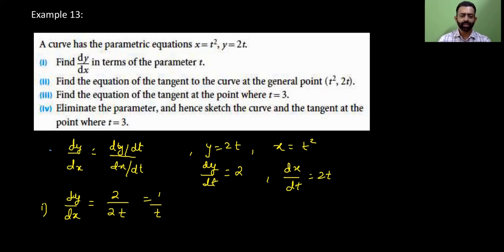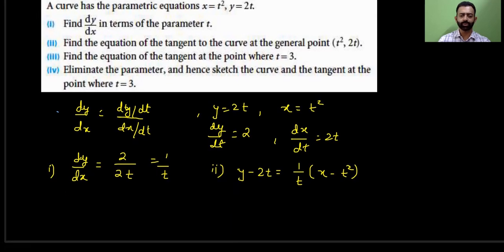So the equation of a tangent, second part I am doing here only, is y minus y1. y1 means the coordinate of y, which is 2t here, is equal to m, which is 1 upon t or dy by dx, times x minus x1, which is t square. Okay, you can reduce this to simpler forms. This is y minus 2t is equal to x over t minus t. Okay, so this is your equation of tangent in terms of the point P.